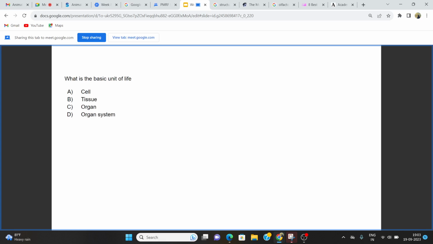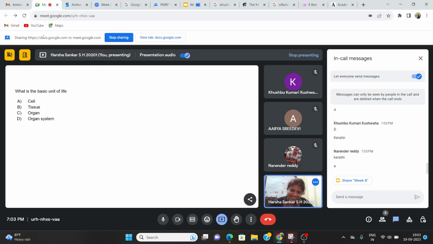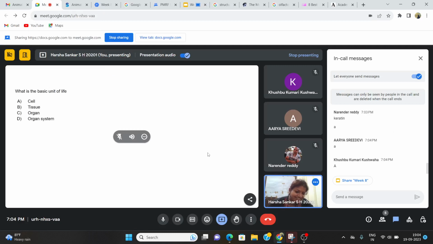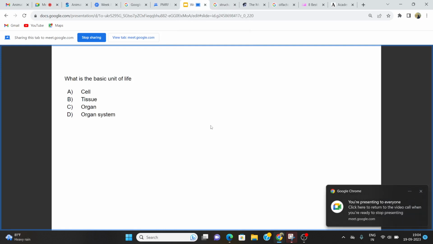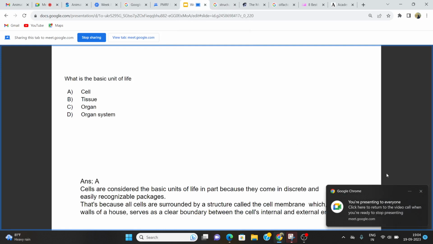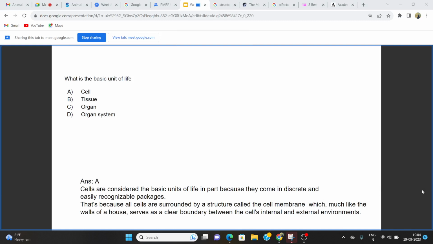What is the basic unit of life? I know everyone will answer this. What is the answer? Cell, right? Cells join together to form tissue, tissue joins together to form organ, organ to organ system, then a complete organism.